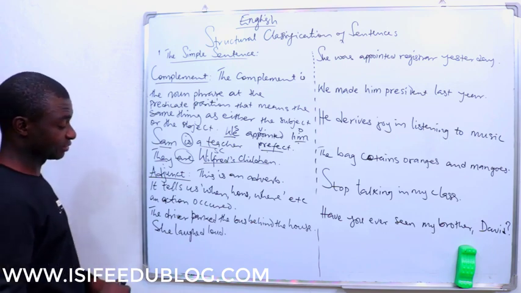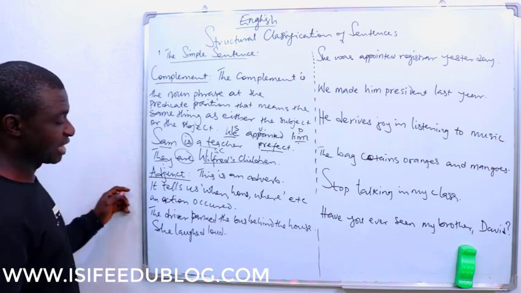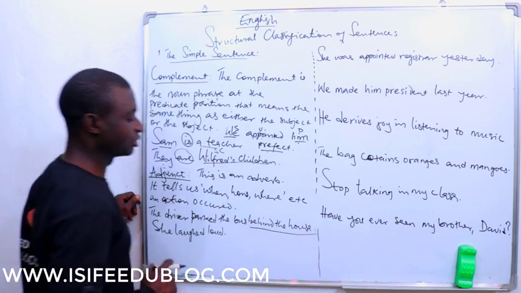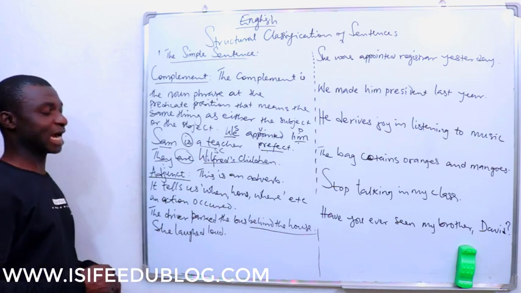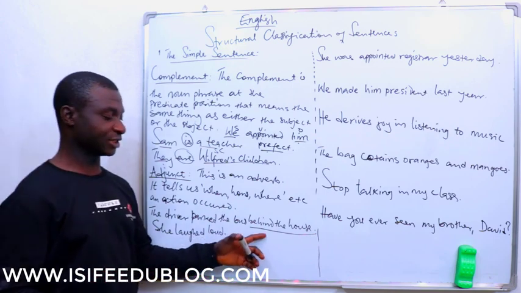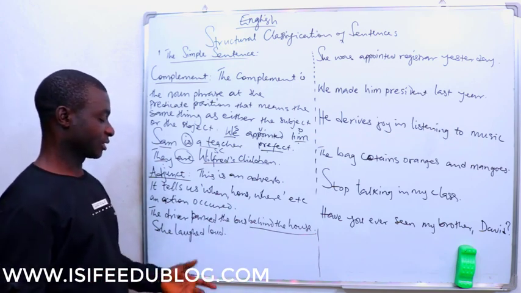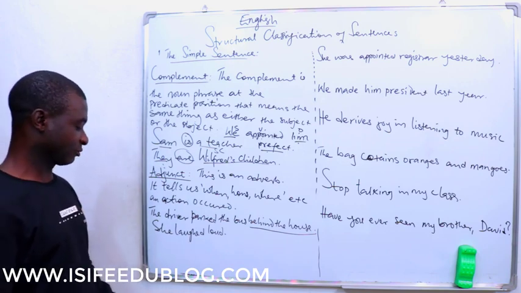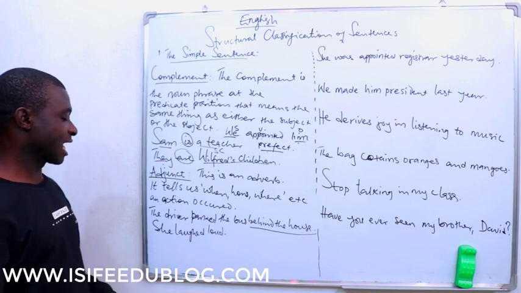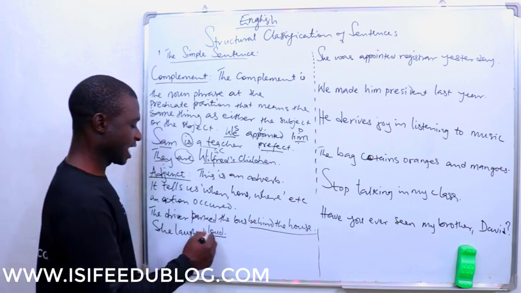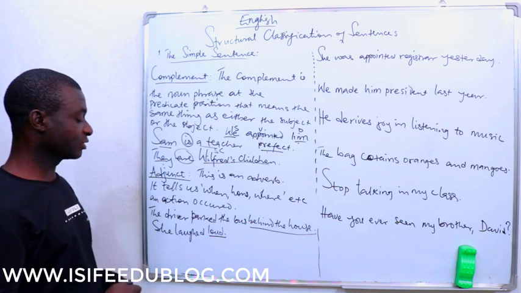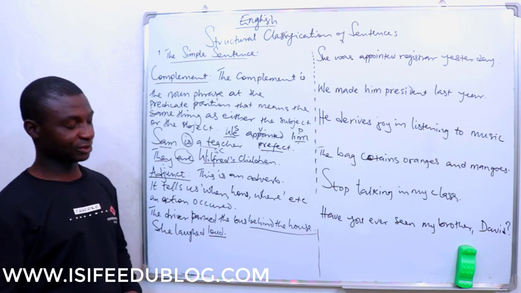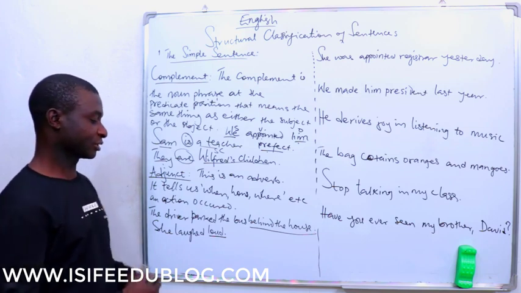The driver parked the bus behind the house. Behind the house tells us where the bus was parked. Therefore, this is an adjunct. You may call it an adverbial phrase of place. She laughed loud. Loud tells us the manner in which she laughed. Adverbial phrase of manner is an adjunct. Alright?